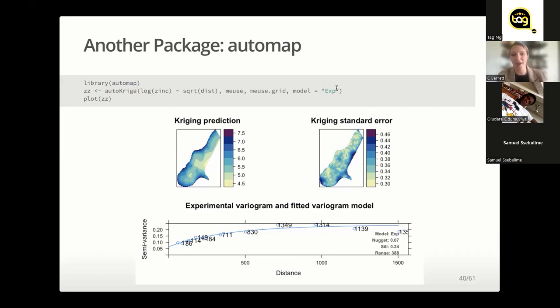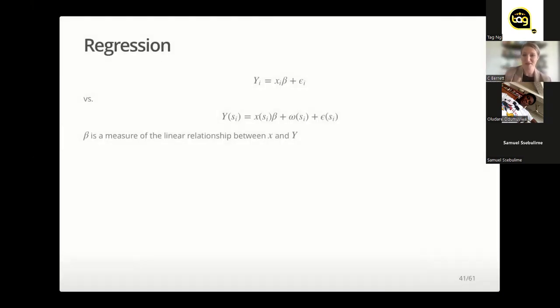And so I just picked one, and then it provides that fitted variogram, and it puts the number of points right next to how many points are used to estimate each of those variogram points, or semivariances.